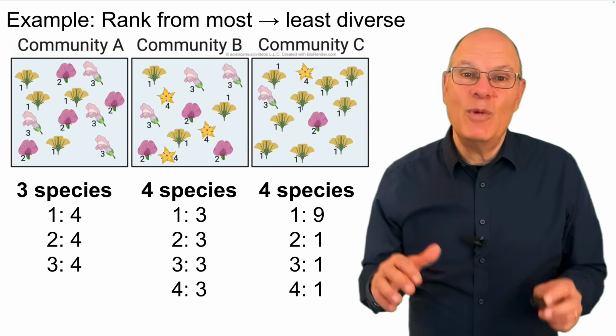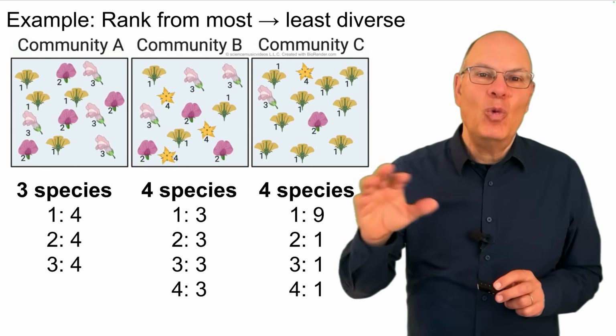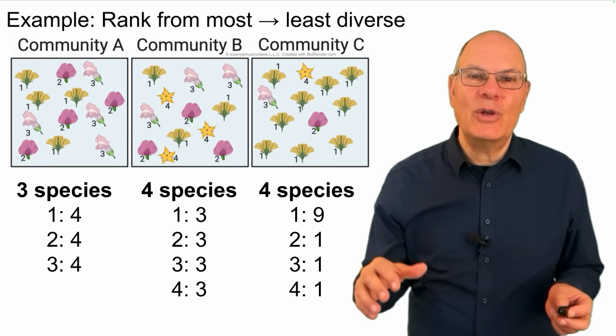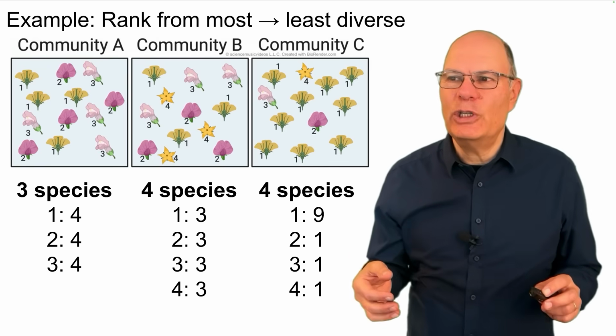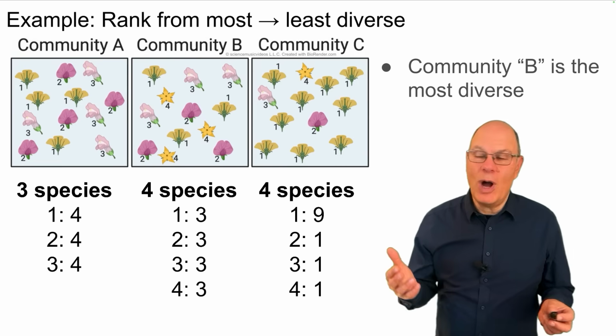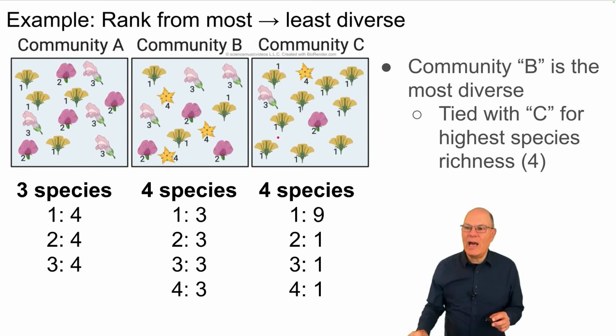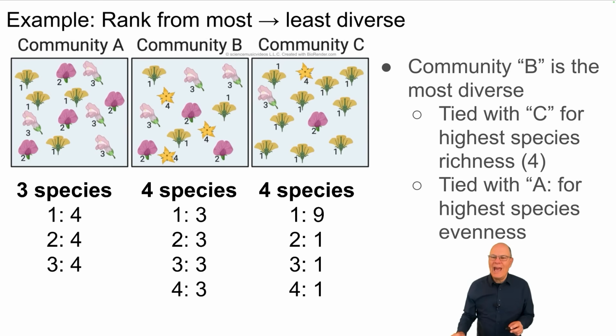As we'll see in a moment, we're ultimately going to use some math to determine which of these communities is the most diverse, but we're going to start a little bit more intuitively. Community B is the most diverse. Why? Because it's tied with Community C for the highest species richness. Both communities have 4 species, and it's tied with A for highest species evenness. In both A and B, the species are completely evenly distributed.